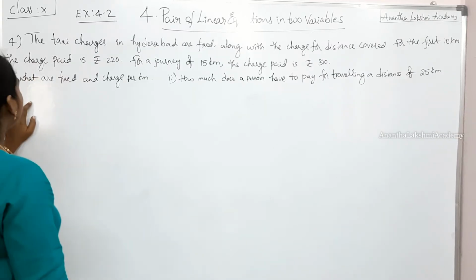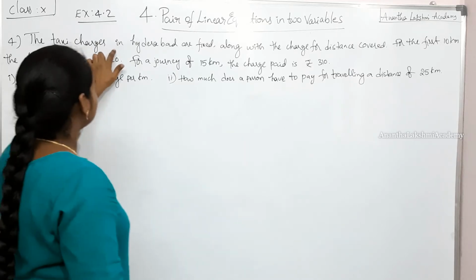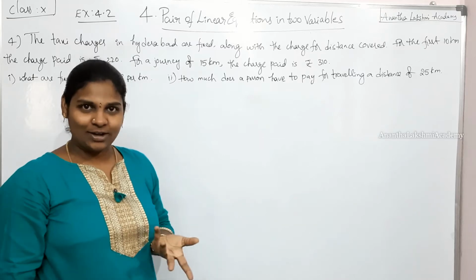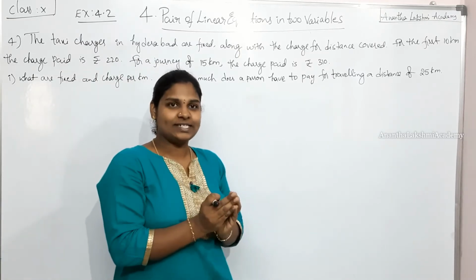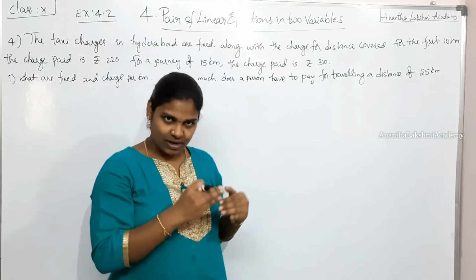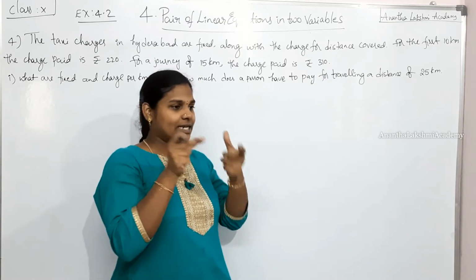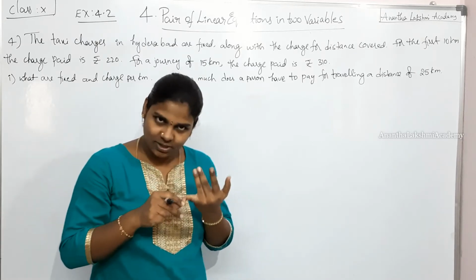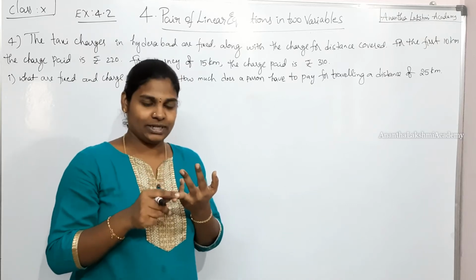So here we have problem number 4 written on the board. Let me read out the problem for you. The taxi charges in Hyderabad. Everybody must be aware of Ola or Uber apps, right? So how do they charge? They have a fixed amount of charge first. Upon that, for whatever distance you have traveled, they charge per kilometer. Say for suppose the fixed charge is 10 rupees and later they are going to charge 5 rupees per kilometer.